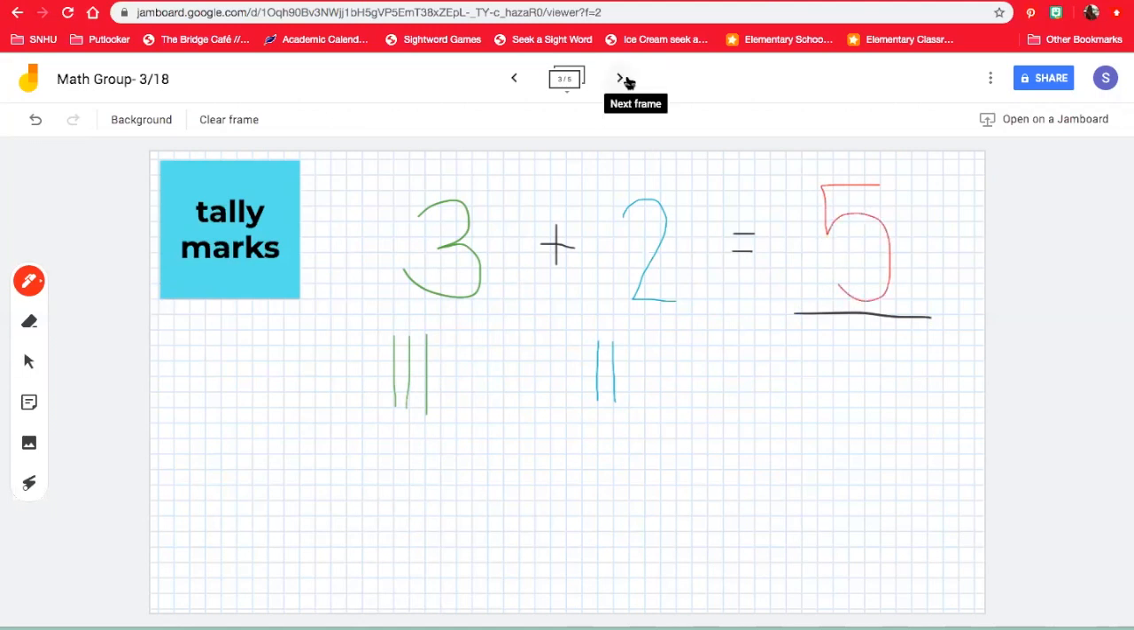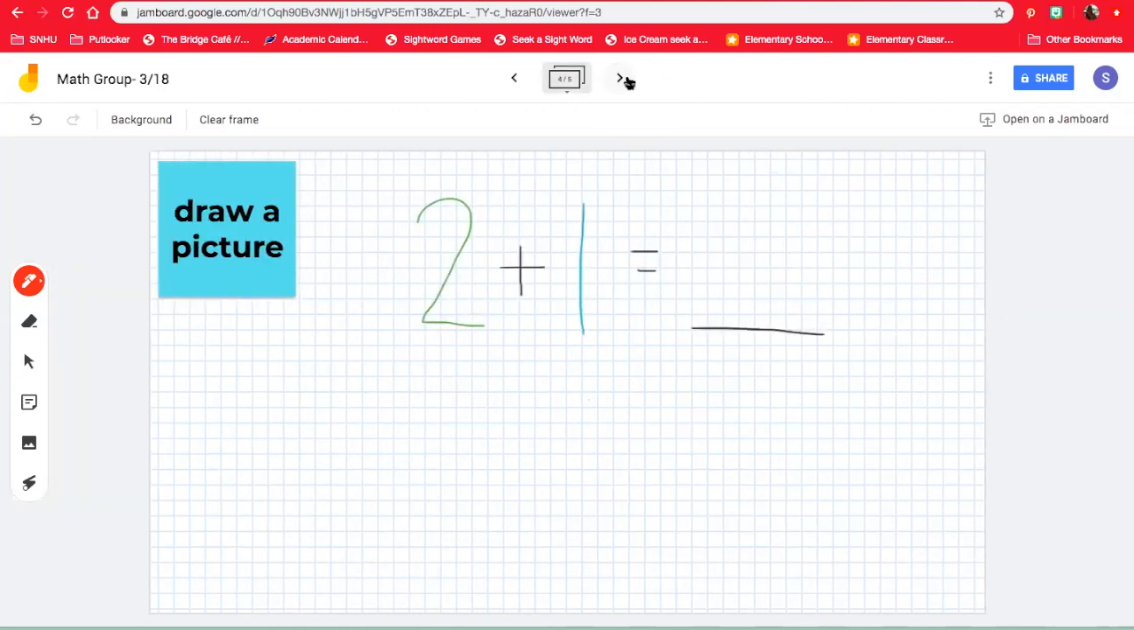Let's see what our next tool we can use. Draw a picture. Well, we know for my first number I need the green marker because our number is green. How many triangles, that's what I'm going to draw for a picture. How many triangles do I need? 2. Count with me. 1, 2.